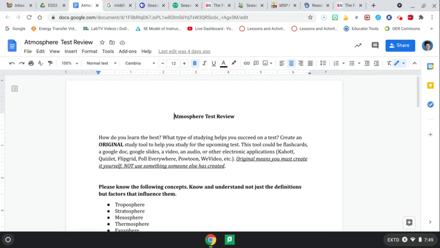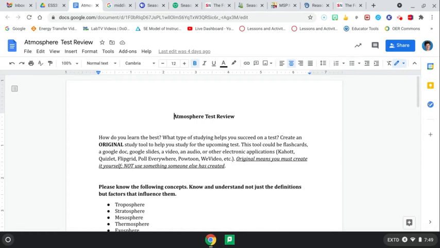Today, you're going to design an original tool to help you study for the upcoming test. You can go old school for this tool, like flashcards or writing on a piece of paper. You could go new school and use Google Docs or Google Slides or create a video or an audio. You could use a Kahoot, a Quizizz, a Quizlet, a Flipgrid. I mean, there's all kinds of tools out there. The idea is that it is an original tool. So that means you have to create the questions and the answers. The act of actually creating it, not copying and pasting, helps you remember and learn the material even more.